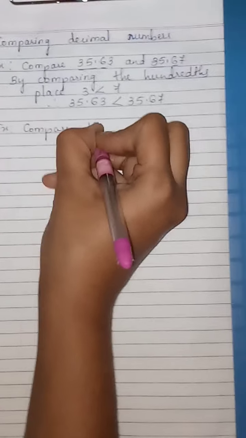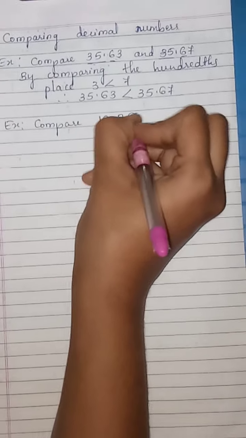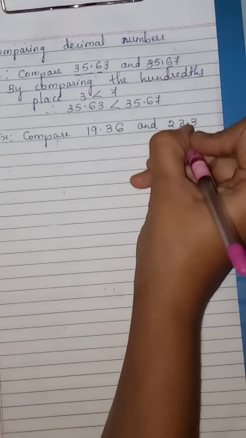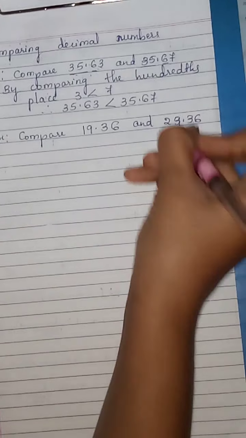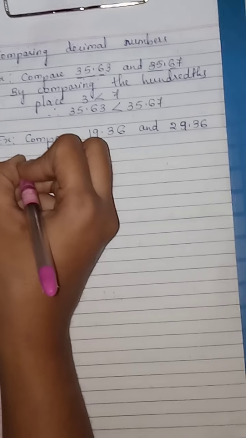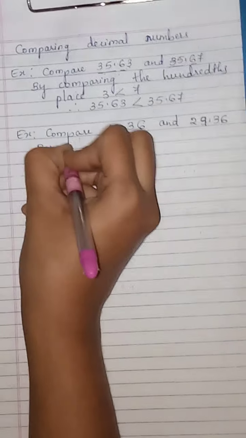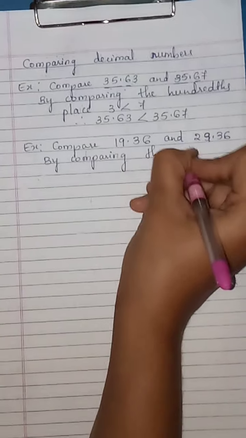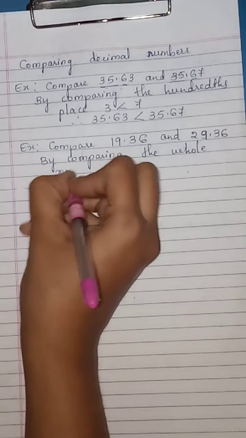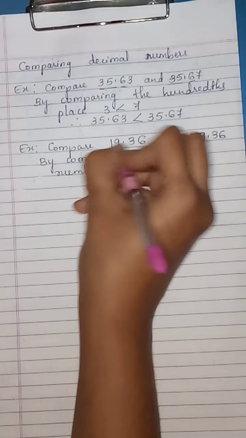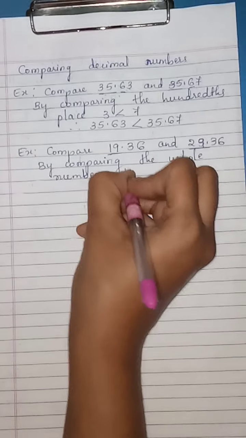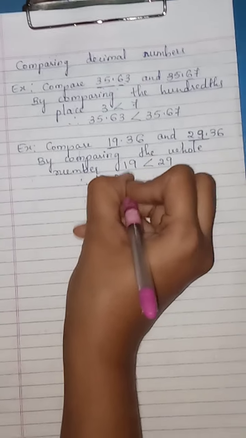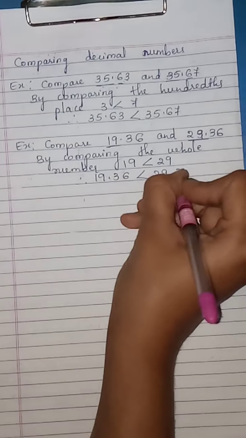Take another example. Compare 19.36 and 29.36. Now you compare the whole numbers. In the first one 19 is there, in the second one 29. Here 19 is less than 29. Therefore 19.36 is less than 29.36.